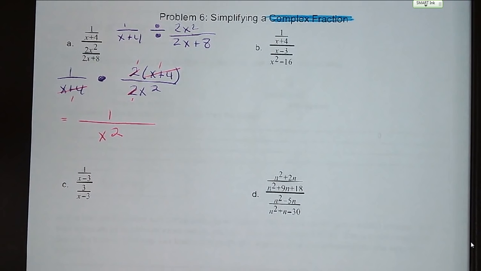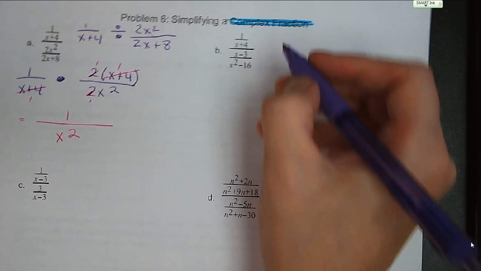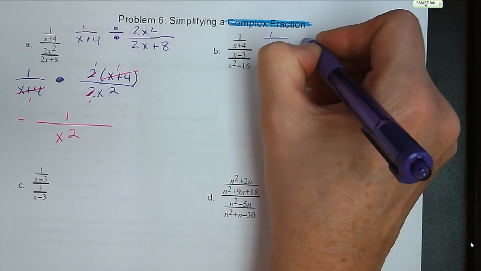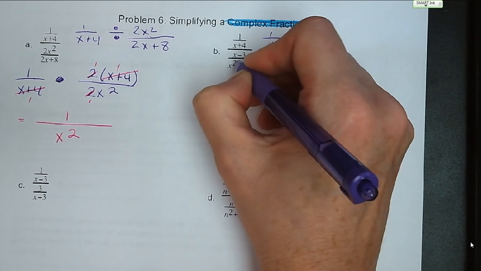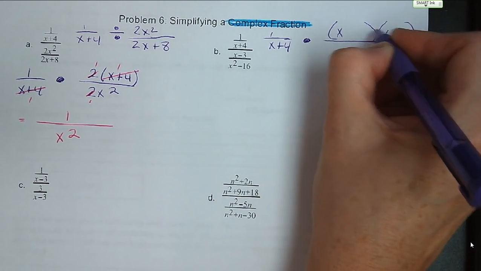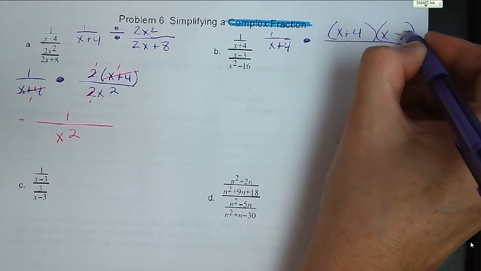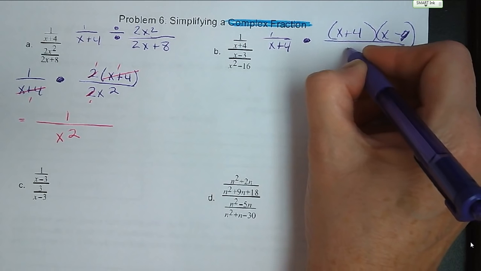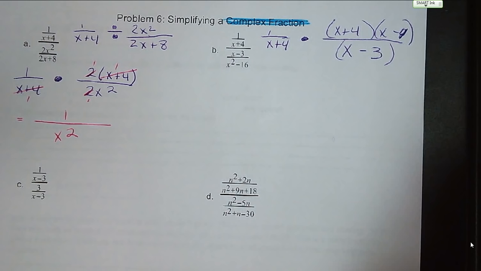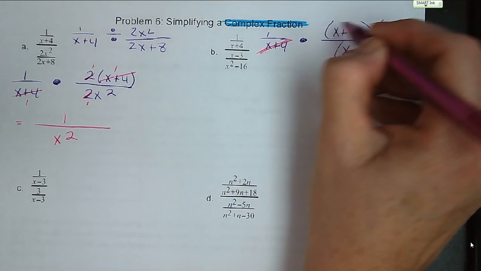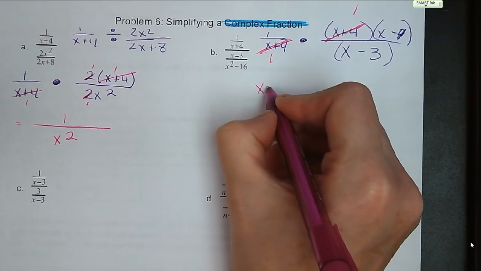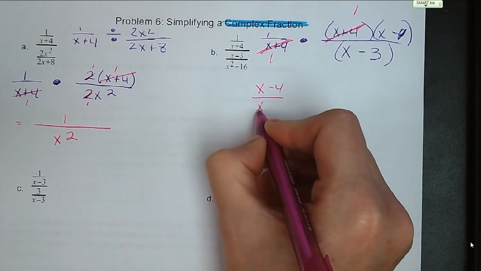All right, letter B, do the same thing. So Ms. is rewriting it as 1 over x plus 4, and she's going to do it all in one step. So x squared minus 16, difference of perfect squares, x plus 4, x minus 4, and x minus 3. All right, so cancel out what we can. X plus 4 and x plus 4 cancel. And that looks like it. So we've got x minus 4 over x minus 3.